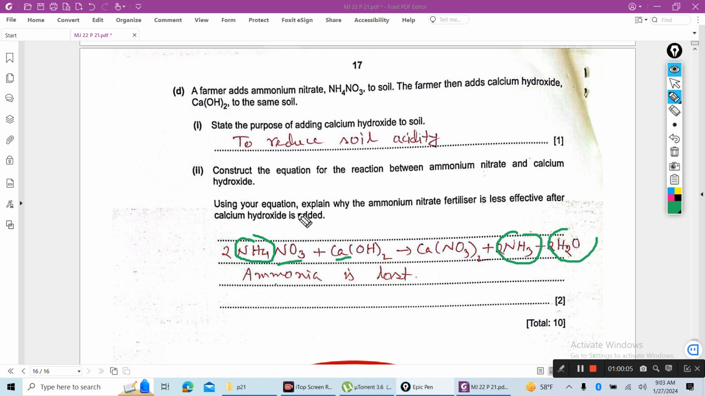Using this equation, explain why the ammonium nitrate fertilizer is less effective after calcium hydroxide is added. As calcium hydroxide is added, it reacts with the ammonium salt and produces one gas, ammonia. This ammonia, as it is a gas, is lost easily. That's why I write ammonia is lost. This is the answer.